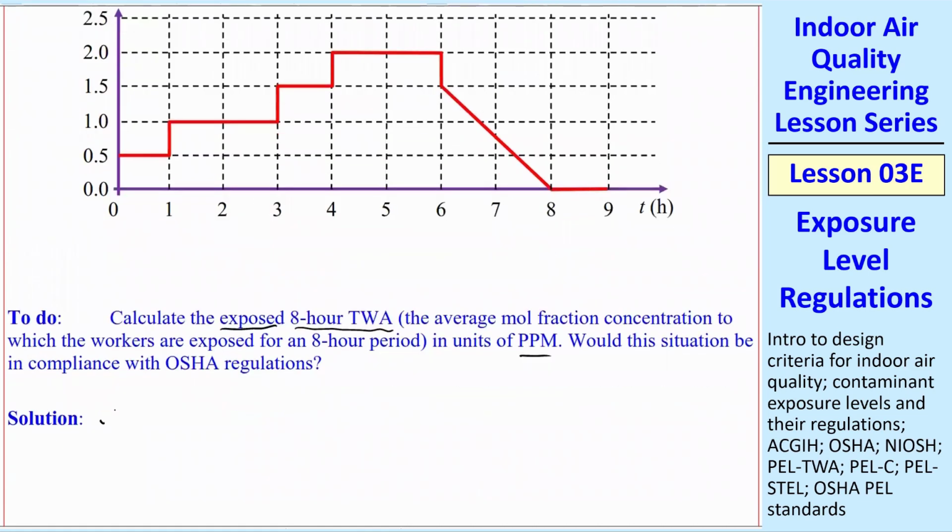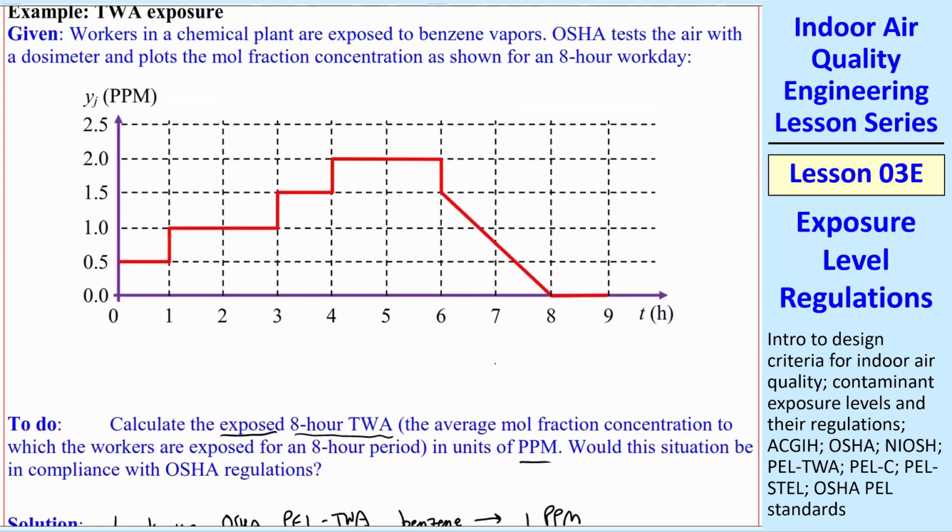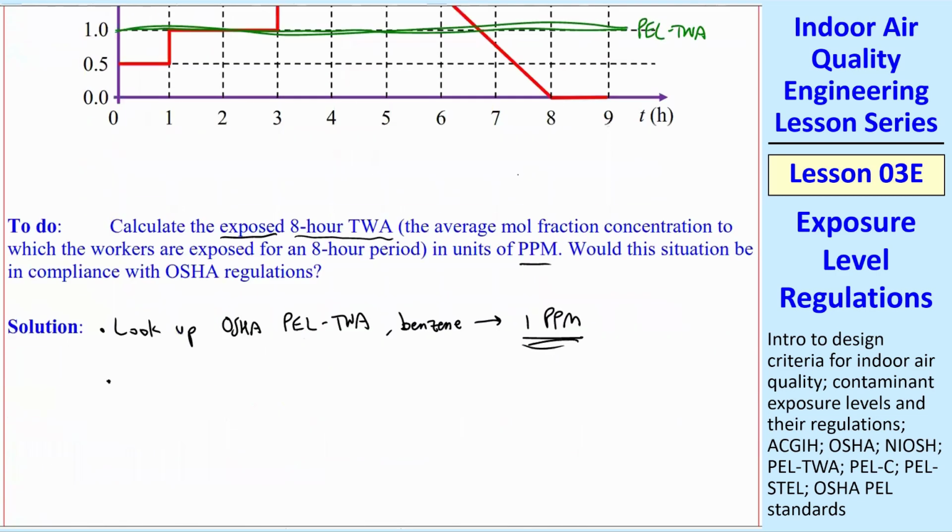So the solution, first of all, you're going to have to look up values for various chemicals. The OSHA value is the one we'll be dealing with because that's the one that regulates PEL-TWA. For benzene, that happens to be the example I just showed you, and if you look back in this video or on the notes, it's 1 part per million. So we have to see if our value is greater than or less than 1 part per million. Just looking by eye, it looks like it's going to be pretty close. If I draw a green line through here and say this is the PEL-TWA, it looks like it's above it sometimes and below it sometimes, and it's hard to tell by eye, so we have to do an integration to calculate. So let's integrate.